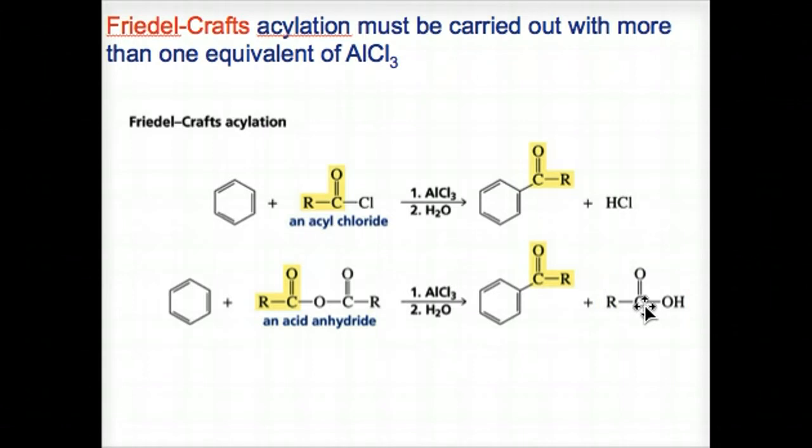Since the product of this reaction contains a carbonyl group that can complex with aluminum trichloride, Friedel-Crafts acylation reactions must be carried out with more than one equivalent of the aluminum trichloride. When the reaction is over, water is added to the reaction mixture to liberate the product from the complex. Notice water is mentioned as second.